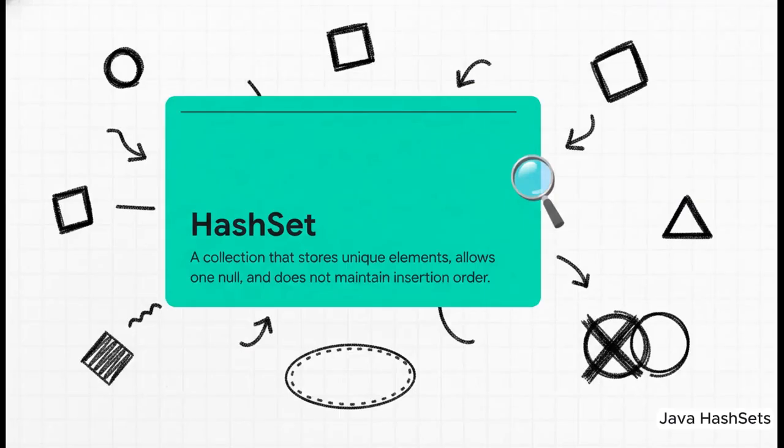So here's the simple textbook definition. At its core, a hash set makes one huge guarantee. Every single thing you put in it will be unique, no duplicates allowed, period. It also lets you have one and only one null element. And here's the kicker. It makes zero promises about order. If you add A, then B, then C, don't be surprised if they come out in a totally different sequence. Order is just not its thing.